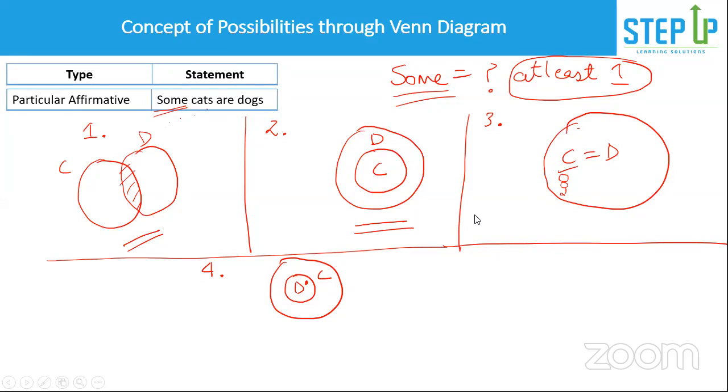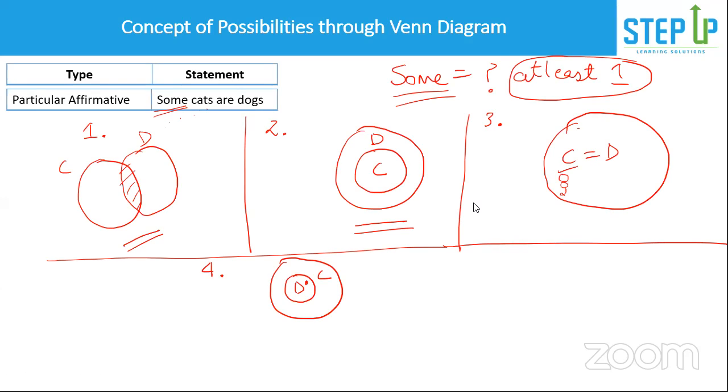Okay. NC is saying they have not understood the third diagram. See guys, again it goes to the same thing. It says at least one cat is a dog. So if all the cats are equal to all the dogs, that means at least one is definitely possible, right? So therefore this is also correct.